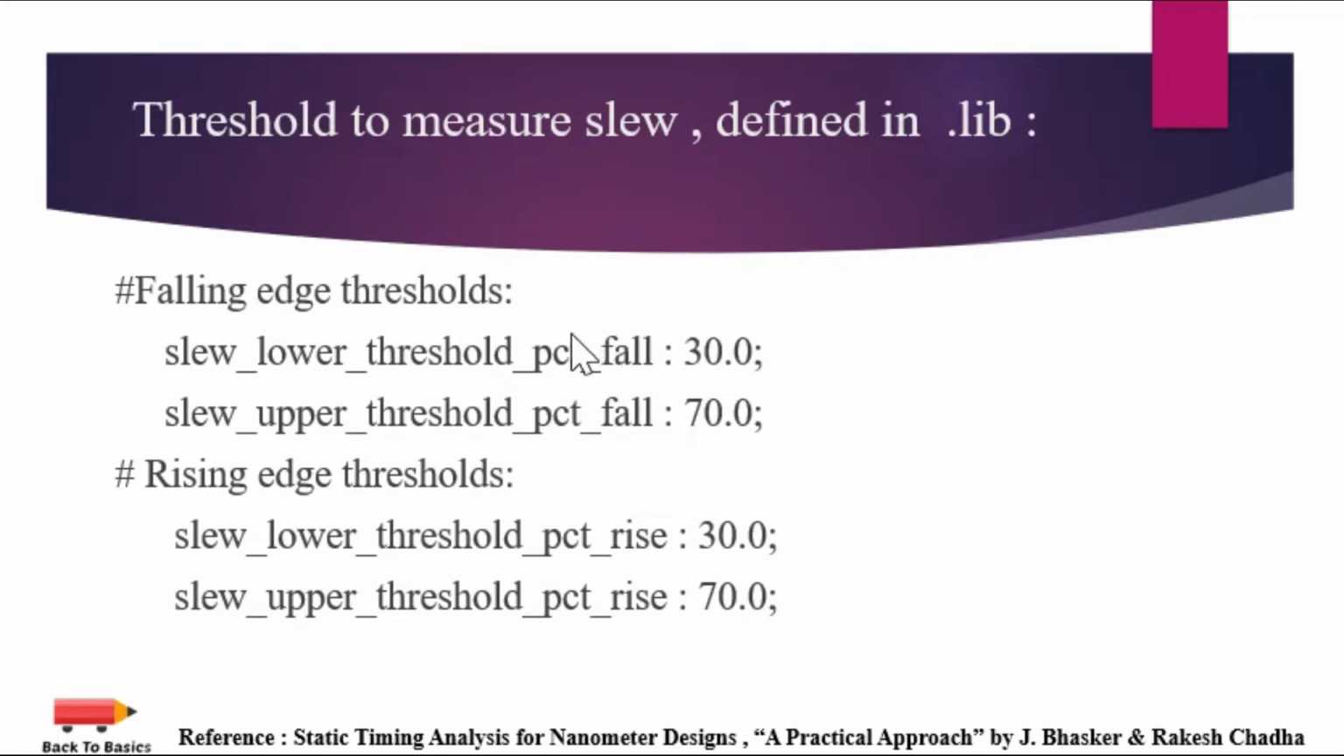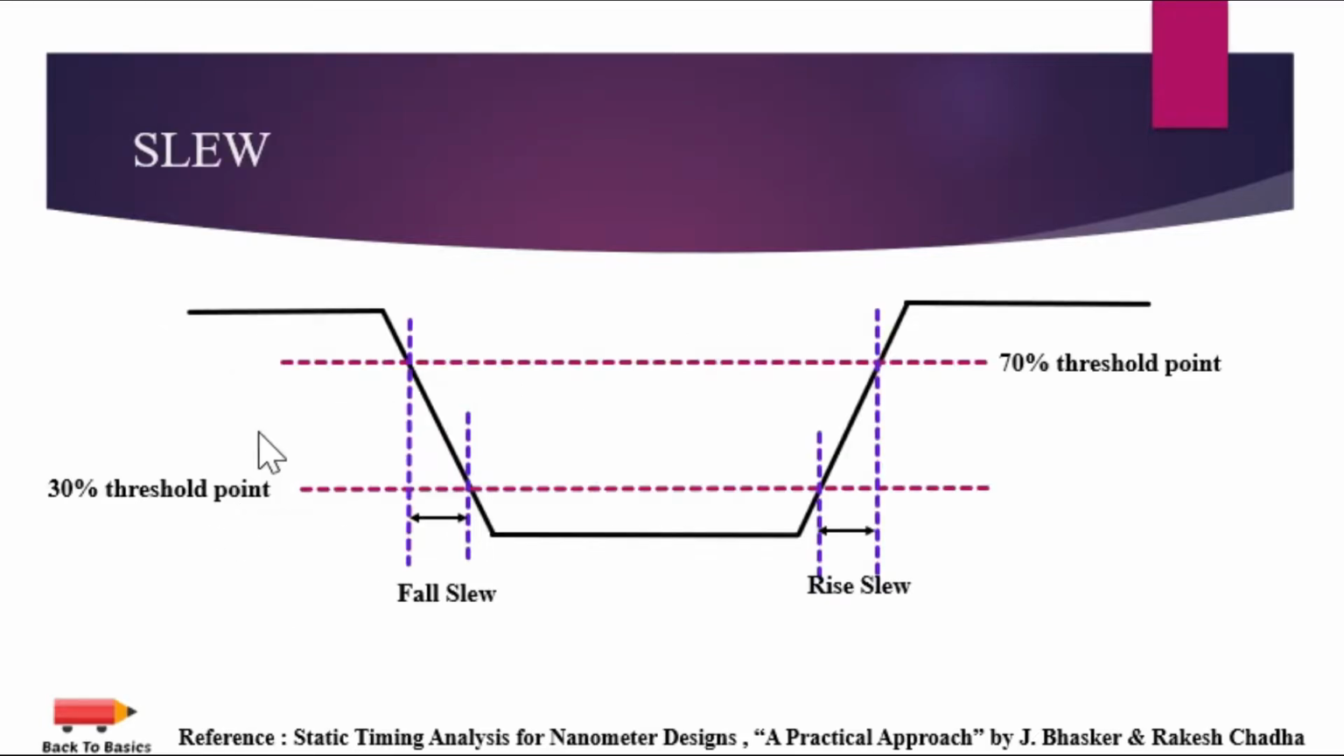As you can see, for a falling edge, the lower threshold point is 30% of VDD and the upper threshold point is 70% of VDD. So, for a falling edge, the slew will be measured as the time that it takes for this edge to reach from 70% of VDD to 30% of VDD. So, this time will be the fall slew. Similarly, for the rising edge, it will be from 30% of VDD to 70% of VDD, and this time will be the rise slew and also known as rise transition time.